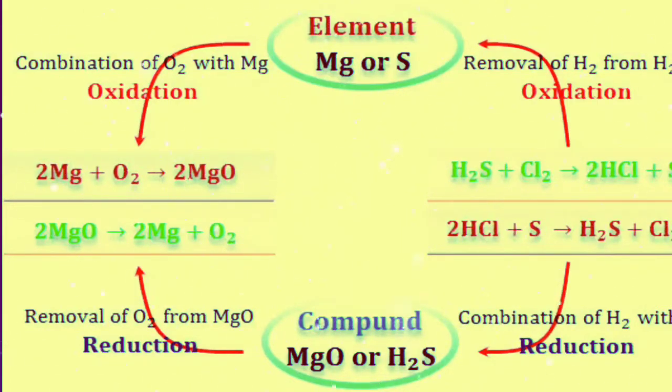For example, if we take magnesium and add oxygen, it will convert into magnesium oxide. It means in this chemical reaction, magnesium loses 2 electrons, which are accepted by the oxygen atom. Just a simple question: if oxygen is not there, magnesium will not react. So when oxygen reacts with magnesium, it forms magnesium oxide.